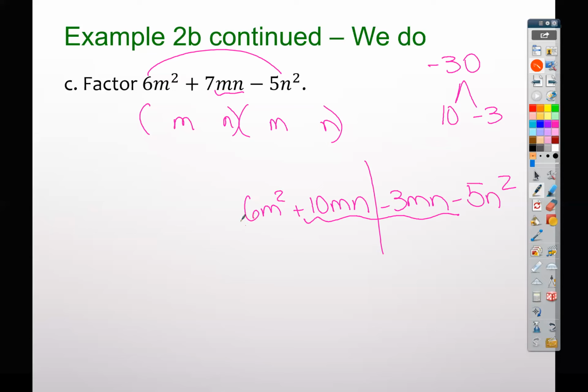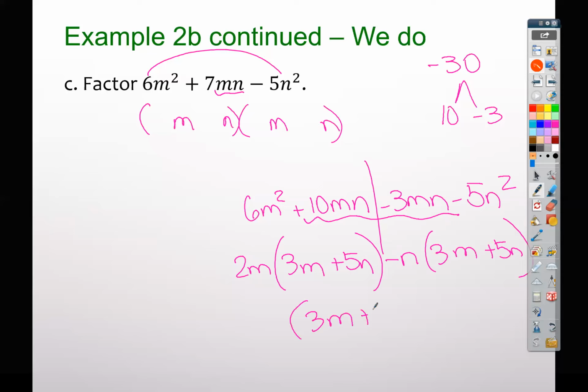So what can I factor out of the front? A 2m. And I'm left with 3m plus 5n. Okay, in the back, what can I factor out? I can factor out a negative n, and I'm left with 3m plus 5n. And so what do they have in common? 3m plus 5n. What don't they have in common? 2m minus n. Let's just check it and make sure.